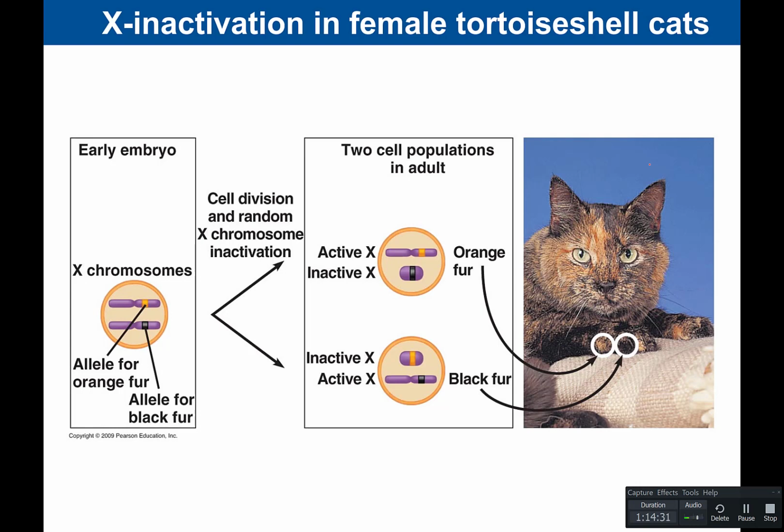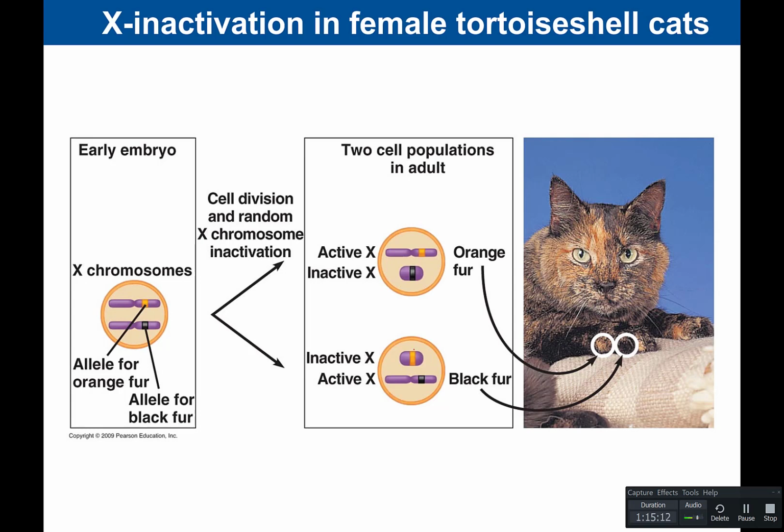And so let's take a look. If we look at the female tortoiseshell cat, on her X chromosome is the allele for fur color. If she is heterozygous, she has an orange allele and a black allele. Now, early in development, each cell will inactivate randomly. In some cells, the black will become inactivated. That one's going to pack in and form the Barr body, and the orange allele is going to be expressed. And so you get these patches of orange fur.